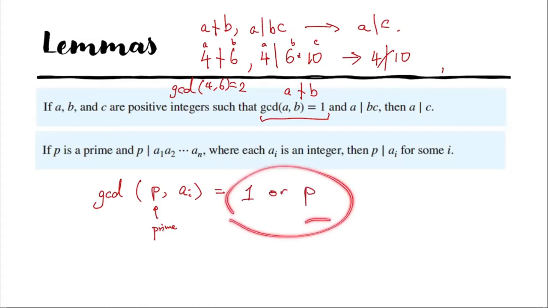Now if your answer is P, well, that means P divides Ai. Now if the GCD is not P, then your GCD must be 1. 1 means none of the factors of P go into Ai. So if you check each one, if the GCD of P and A1 is P, then you find P going into A1. If the GCD is 1, then you know P does not go into it. Then P will go into the rest of the product. Then we'll just keep going, and eventually P needs to divide one of the factors.